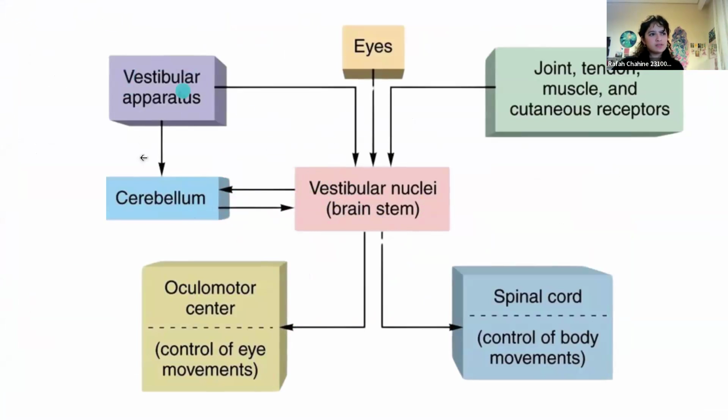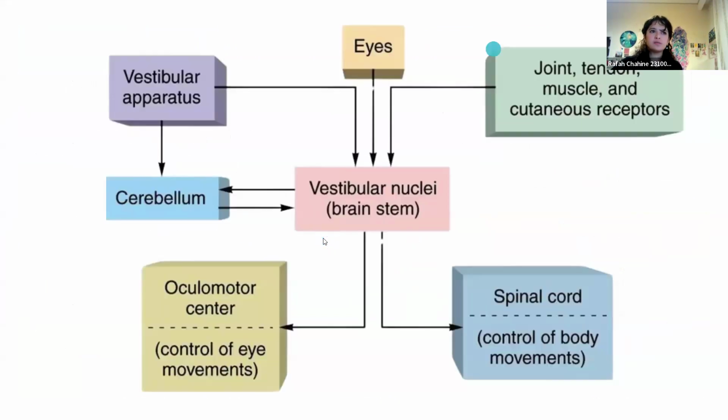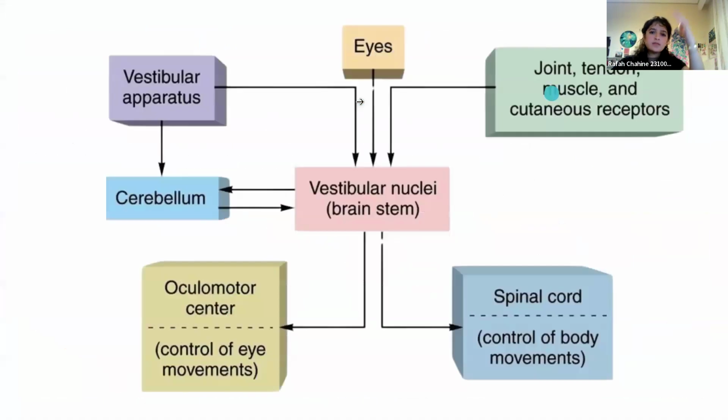Vestibular apparatus will obviously send to the cerebellum as well. We already talked about this in the first slide, I think here. We said that the primary vestibular neurons are going to connect the vestibular nuclei to the cerebellum, and they will also send directly to the cerebellum. And the eyes will send more information to the vestibular nuclei to tell us, hey, where are you looking? Your head is rotated this way, look that way if you want to. Joint, tendon, muscle, and cutaneous receptors. This happens through the vestibulospinal tract, going up back to the higher centers, the cortex, and then coming back down to the vestibular nuclei, sending more information.